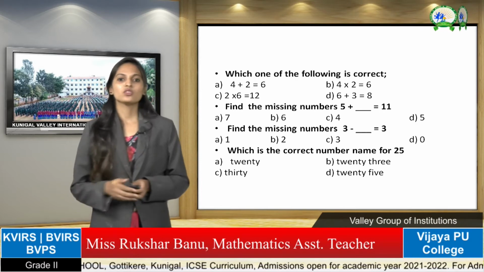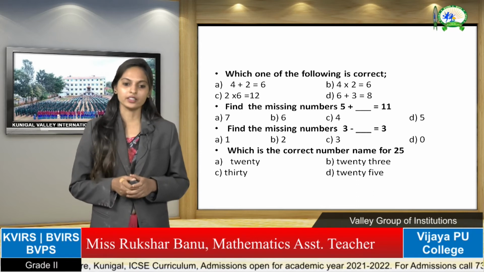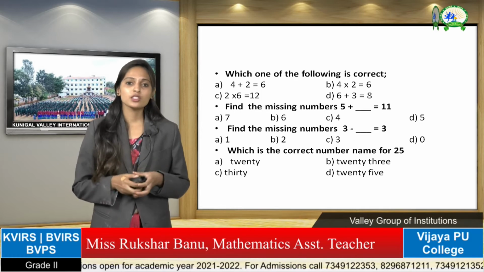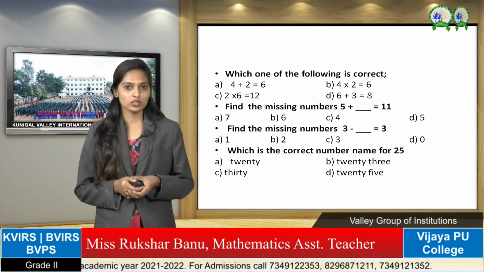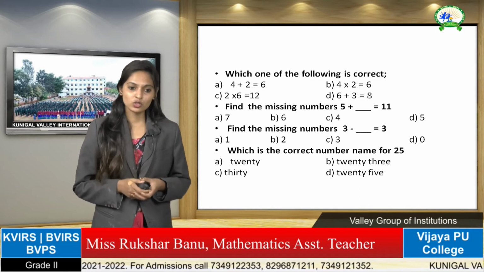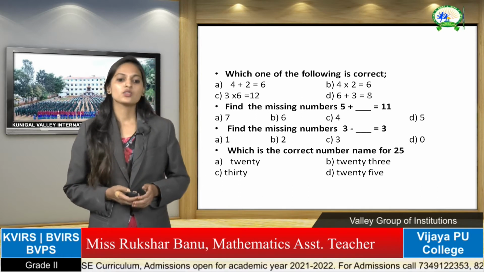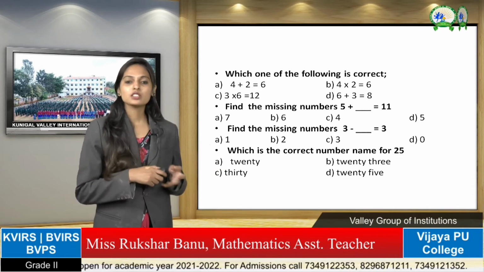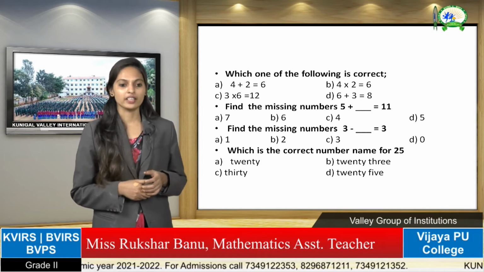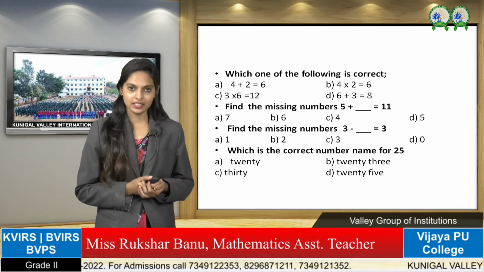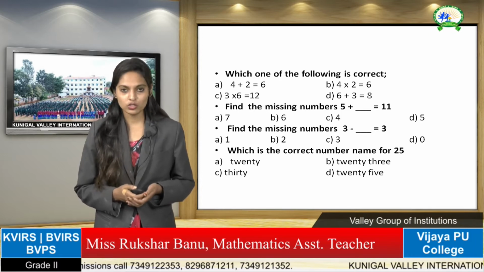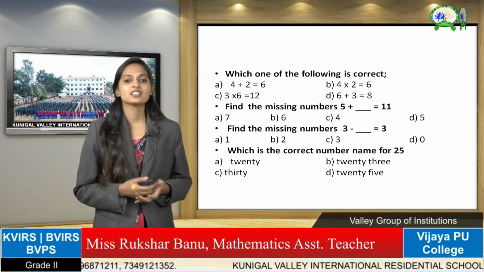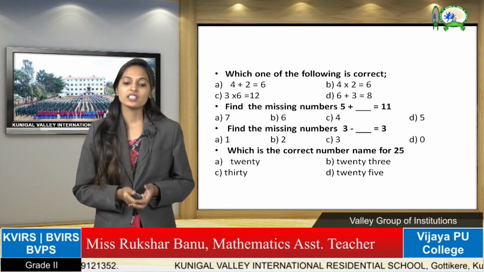Okay, next one is which one of the following is correct. In this, 4 options will be there, and you have to write which one is correct. 4 plus 2 is equal to 6 is there. Next, 4 times 2 is equal to 6 is there. 3 times 6 is equal to 12 is there. Next, 6 plus 3 is equal to 8 is there. So which one is correct here?